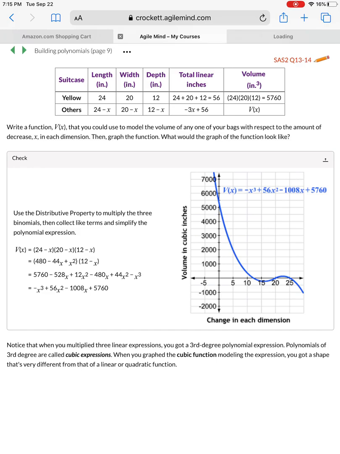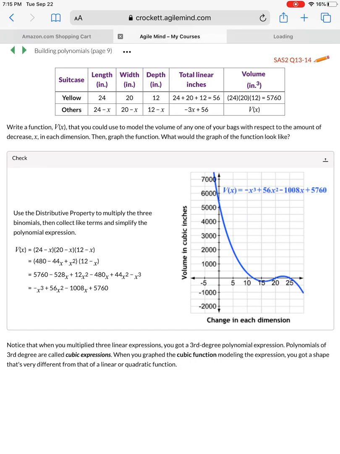It says, notice when you multiply 3 linear expressions, you got a third-degree polynomial. Polynomials of third degree are called cubic expressions. When you graph the cubic function modeling the expression, you got a shape that is very different from a linear or quadratic function. So, the graph on the right is what you need to do on number 13. So, you're simply going to type that in your y equals. If you don't have a calculator, you can go to Desmos and you can type that in and it'll show you the exact same graph. Or you can just sketch it.